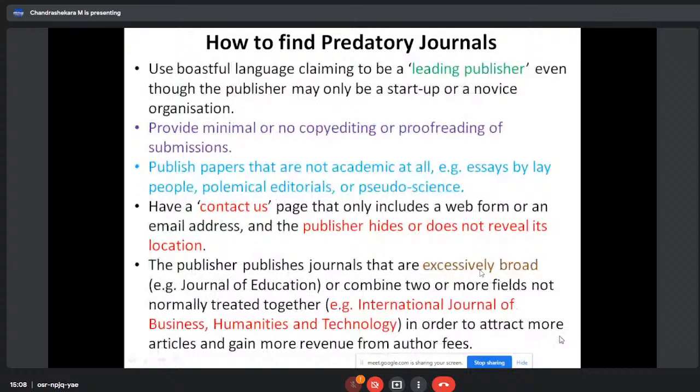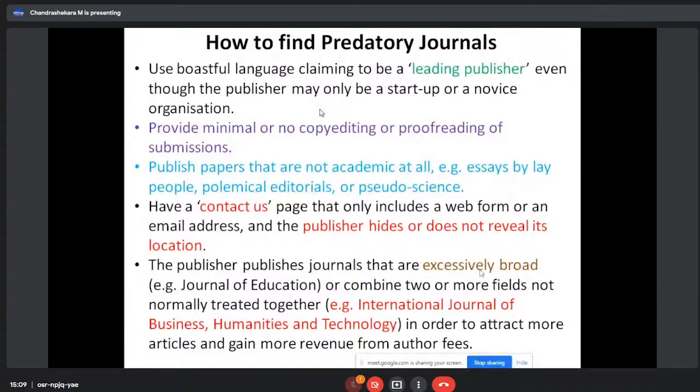And then they use boastful language, claiming to be a leading publisher even though the publisher may only be a startup or a novice organization. Well, you can understand this. They provide minimal or no copy editing or proofreading of the submission. They are not checking, because whatever we upload is published. They publish papers that are not academic at all, for example, essays for lay people, political editorials, or pseudo-science.